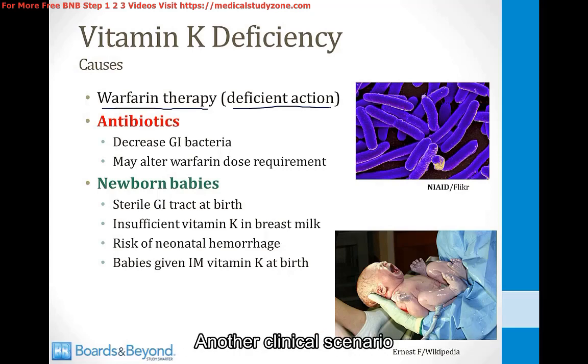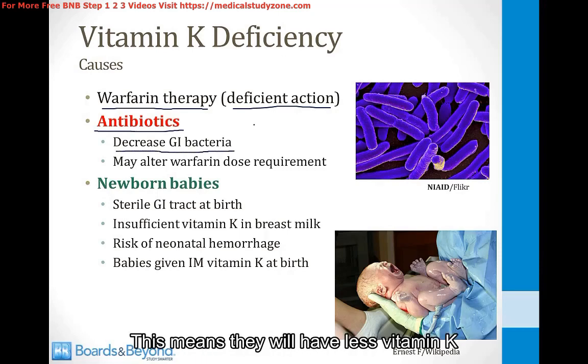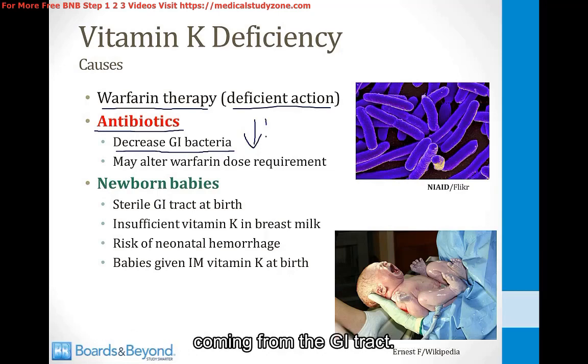Another clinical scenario where you can see a vitamin K deficiency is among patients taking antibiotics. The antibiotics that you give them to treat a dangerous infection can also decrease their GI bacteria. This means they will have less vitamin K coming from the GI tract. This can alter the warfarin dose in patients taking warfarin.